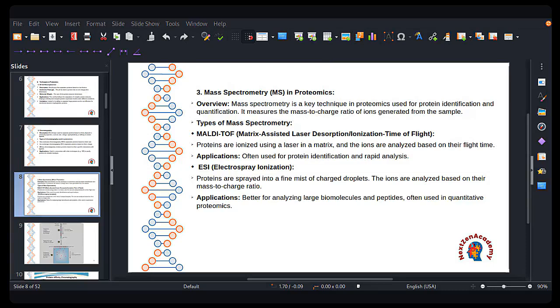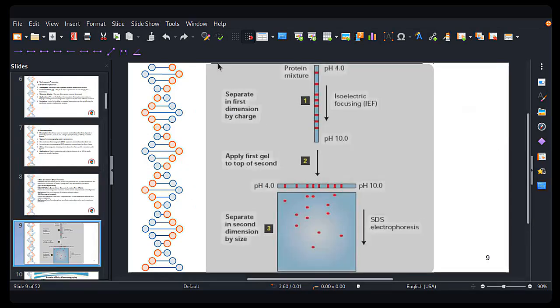Okay. Now move to the next slide. This diagram is of which technique? You have to tell me. You are taking a protein mixture and then isoelectric focusing, where pH is changed, separating the first dimension by charge, then in the second dimension by size, then applying the first gel to the top of the second.